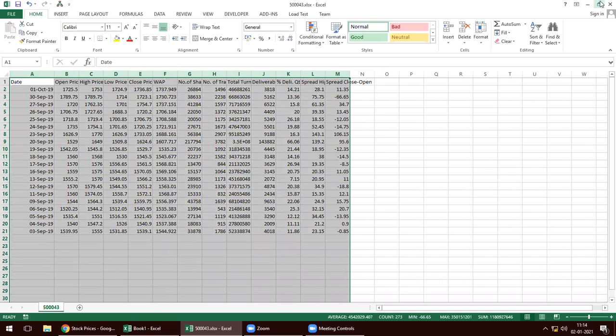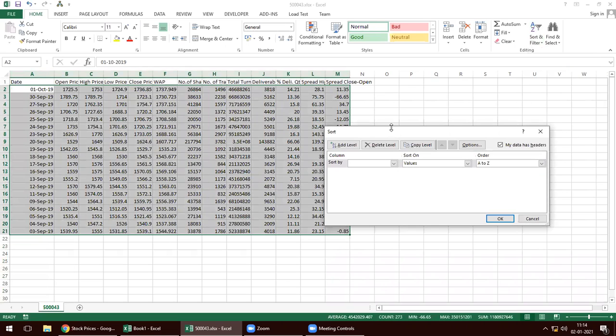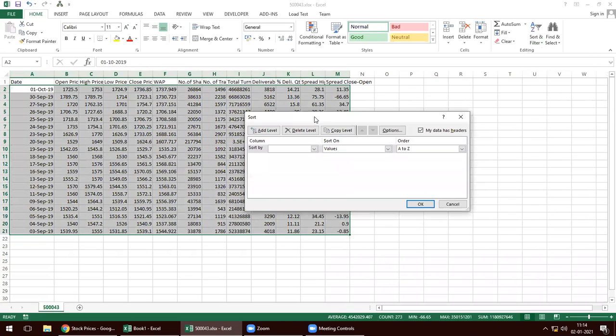Okay. Let us go for sorting. Custom sort. Date wise. Oldest to newest date.